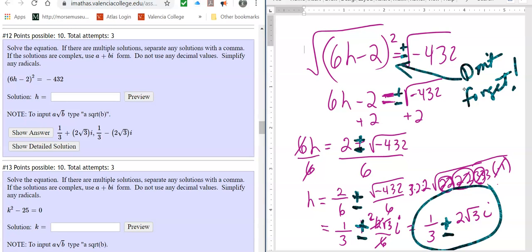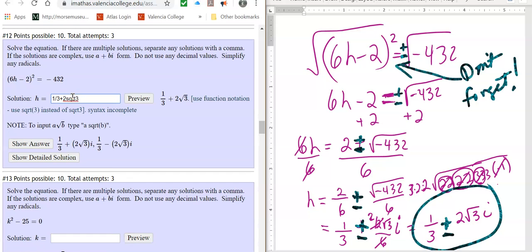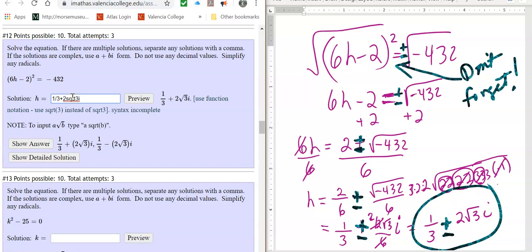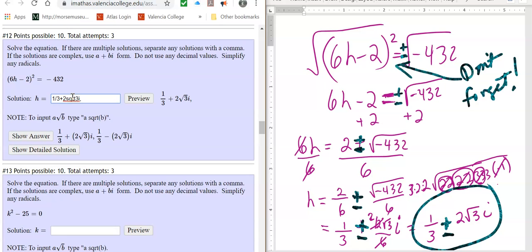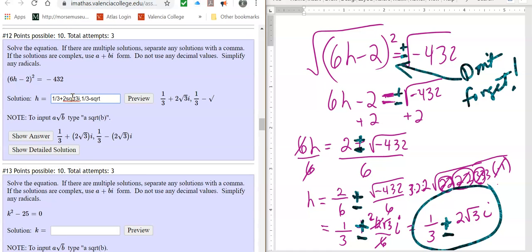Okay, so I'll have two answers. So when I put them in over here, I would say 1/3 plus 2, and then I have to use my square root again, square root of 3. Okay, and then I'm going to say i. Oh, and i, okay, and then I'm going to say comma, and then 1/3 minus square root of 3i.